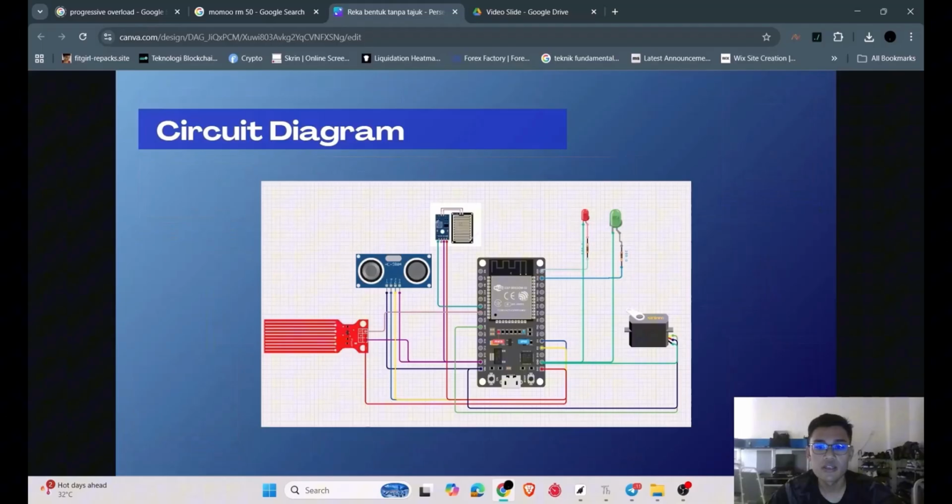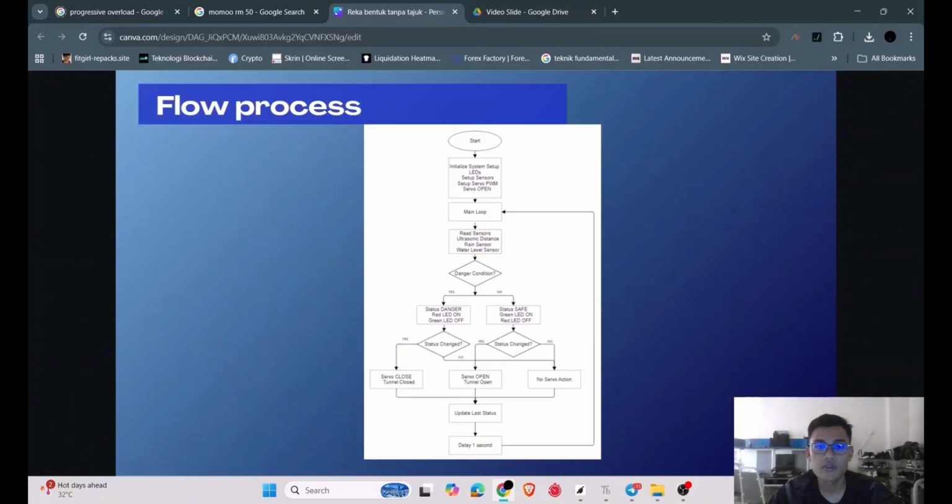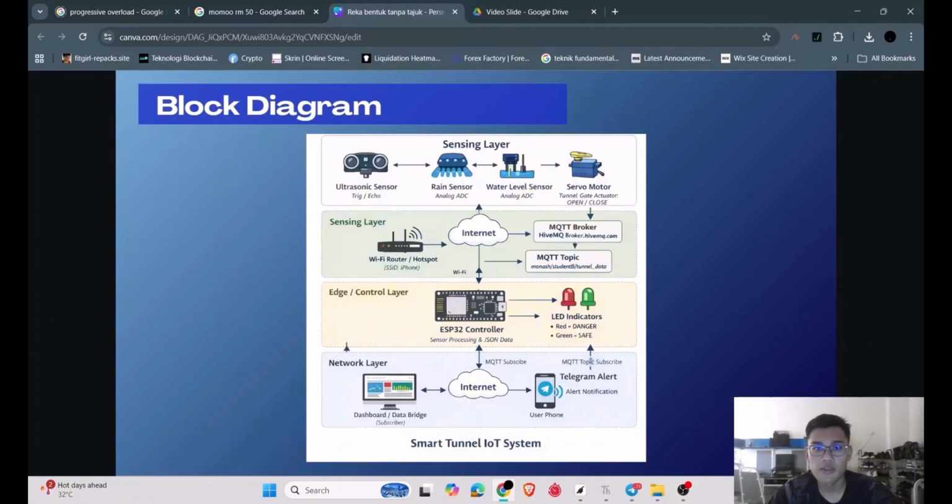This is a circuit diagram for our project. This is a flow process of our project. This is a block diagram for our project. You can see from the sensing layer, it goes to the internet layer, and then it goes to the ESP32 to make a decision, and it will send data to the dashboard and also to the Telegram alert.